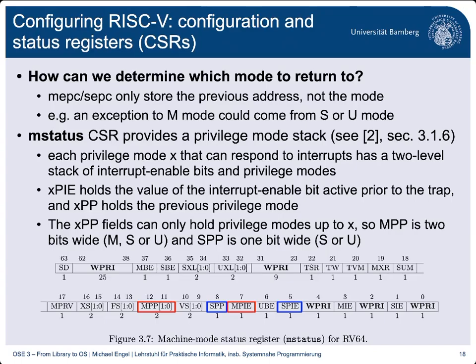Each privilege mode that can respond to interrupts has such a two-level stack of interrupt enable and privilege modes, and these bits then are automatically handled by the CPU when an eCall or a trap happens and when you return from this. So this is just additional information, and in most cases you don't have to care about this because the CPU handles this for you.